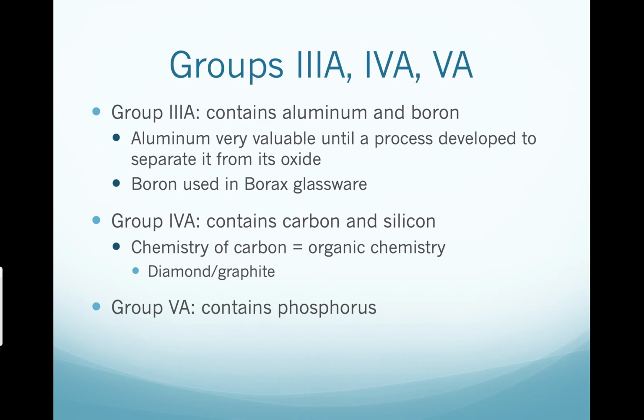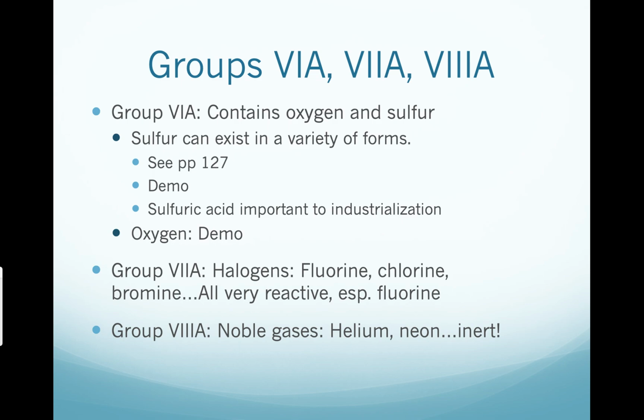Moving on to 3, 4, and 5A, group 3A contains aluminum and boron. Aluminum was very valuable until a process was developed to separate it from its oxide. Boron is used in borax glassware. This is just some interesting facts about each of these, but I'll show you a chart which lists all the properties, and I'll post the chart as well. 4A contains carbon and silicon. Carbon is in everything that is living. Group 5A, phosphorus. Moving on, 6, 7, and 8. Group 6 contains oxygen and sulfur.